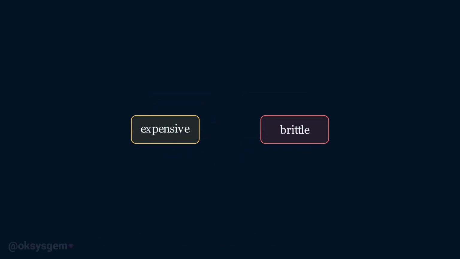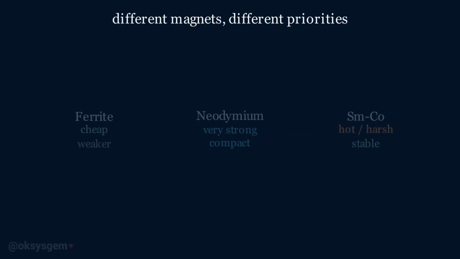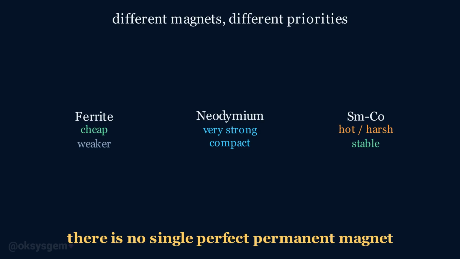The downside is cost. Samarium and cobalt are relatively expensive materials, and the magnets themselves are brittle and can be difficult to manufacture. This creates an interesting comparison. Ferrite is relatively weak but cheap. Neodymium is exceptionally powerful and compact. Samarium cobalt sacrifices some of that maximum strength in exchange for greater thermal stability and resistance to harsh environments. There is no single perfect permanent magnet.